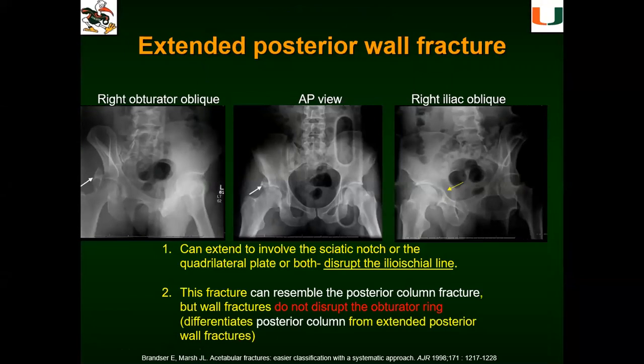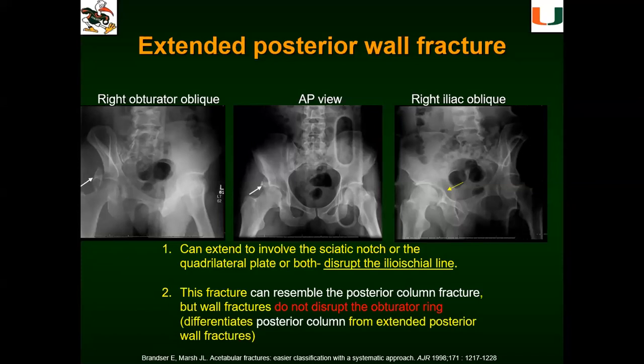complex because of the fact that you may have disruption of the ilioischial line. So we routinely teach our residents that if you have preservation of the ilioischial and iliopectineal lines with disruption of that lateral or isolated posterior wall, that will be a simple posterior wall fracture. But the literature does describe this extended posterior wall fracture, where you have extension of that posterior wall to involve the sciatic notch or the quadrilateral space. And that's, again, disruption of the ilioischial line, as in this case.